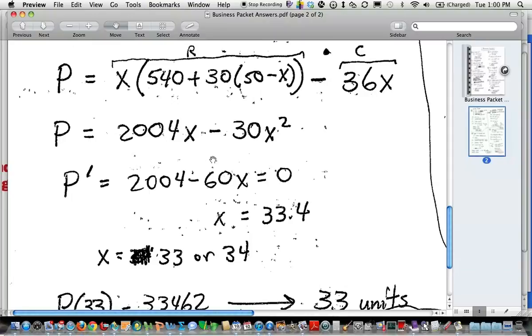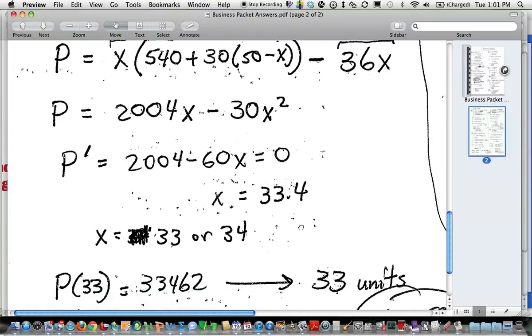Now, when I see this profit equation, the first thing I see is an upside down parabola, negative with the x squared. So for your justification, you could just write a sentence that says the profit equation is an upside down parabola, maybe a little sketch of it, and say the max is going to be when the derivative is 0. And so there's your justification of why it's a max.